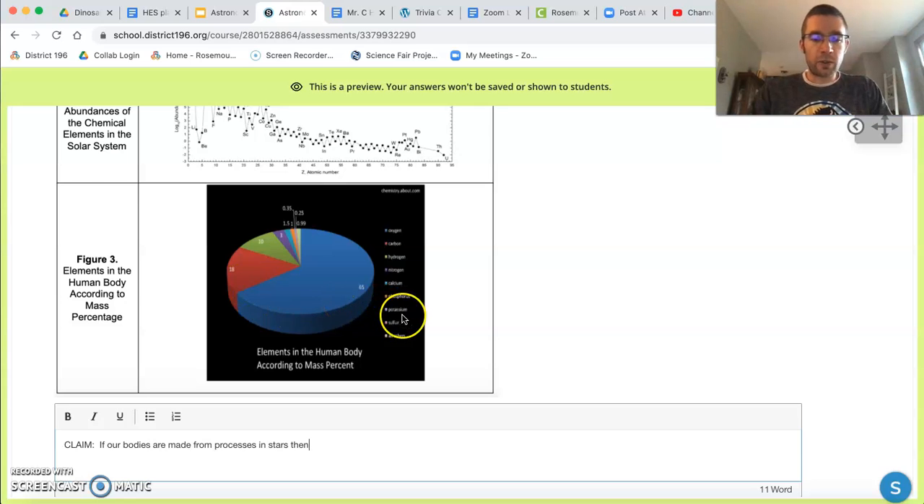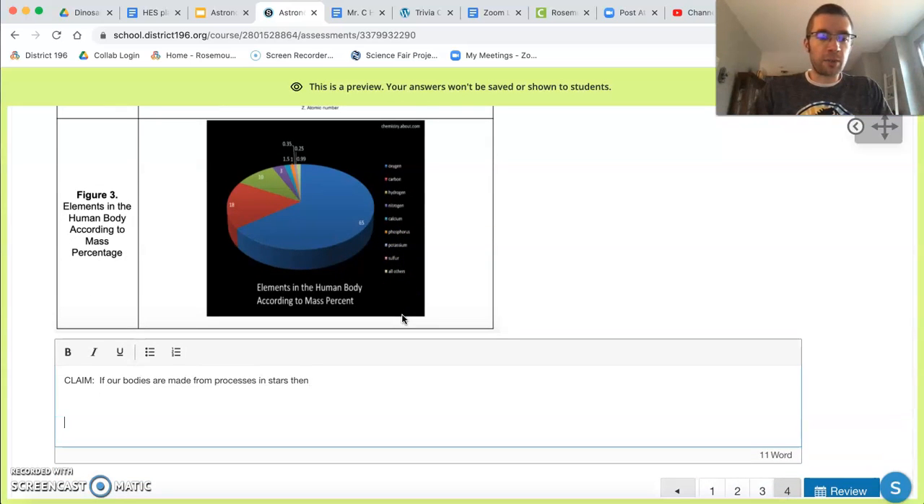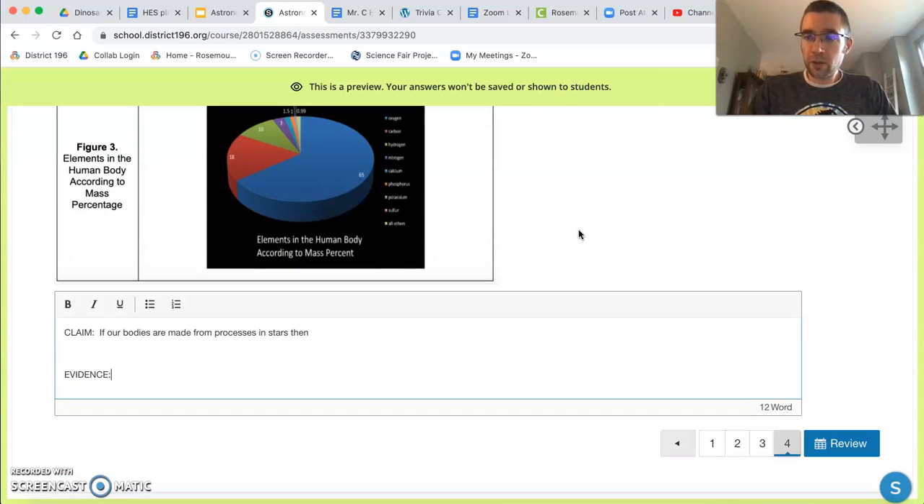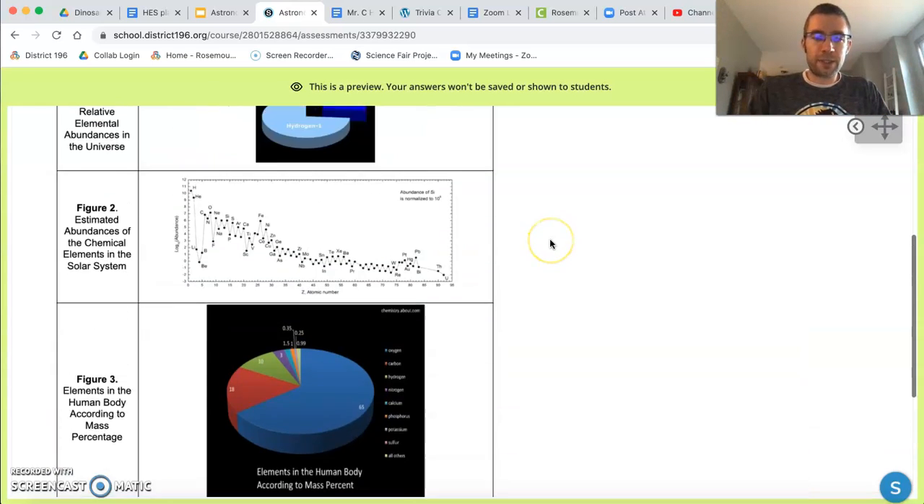So after you're done writing your claim, you're going to hit the spacebar a couple of times and then do evidence. That's the E in the CER. And all you're going to do here is provide the data and the numbers that support whatever you wrote in your claim. Again, you're not explaining anything in the evidence. You're just providing the data that supports the claim. So that's step number 2.